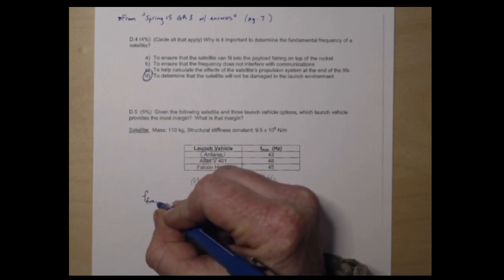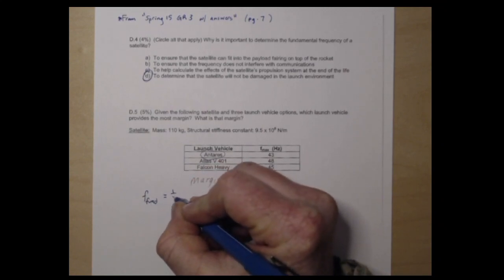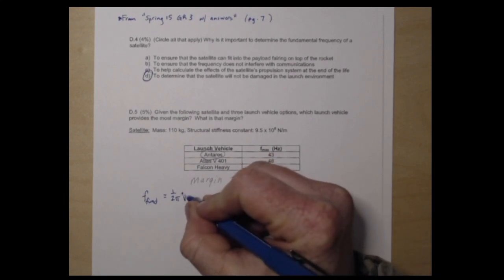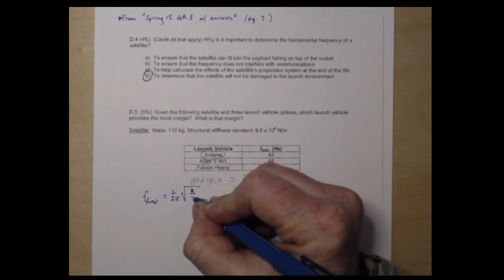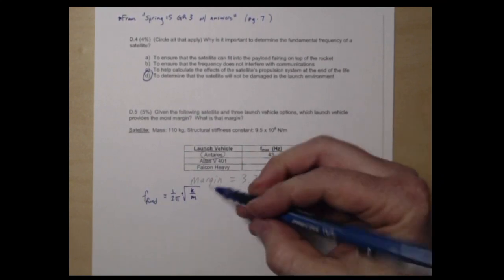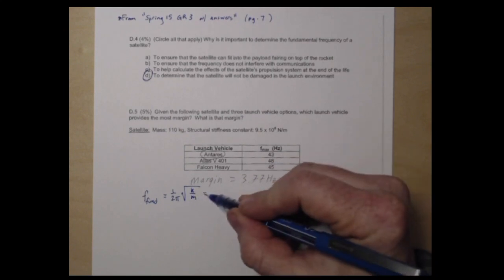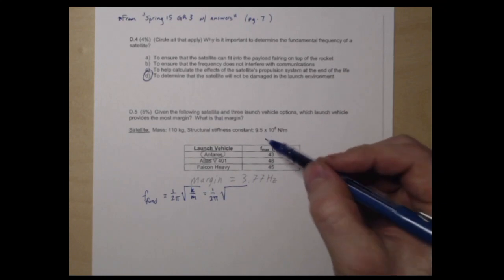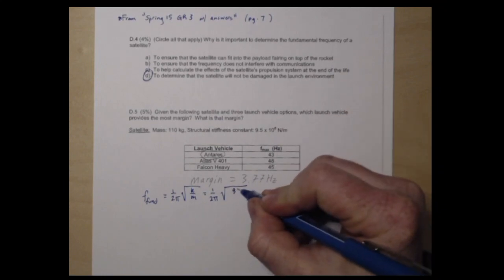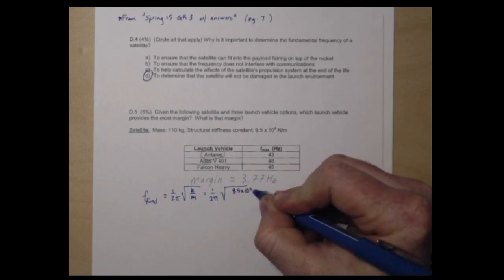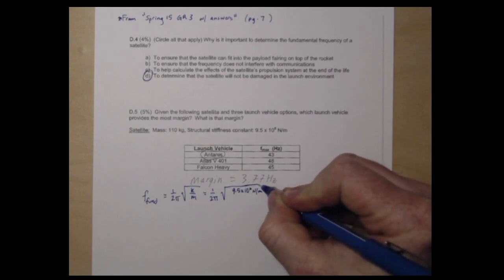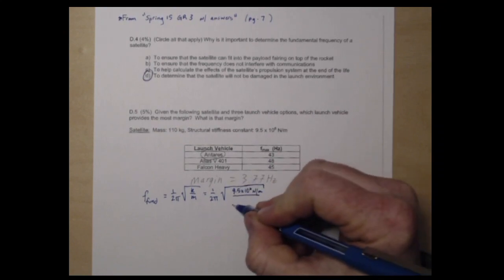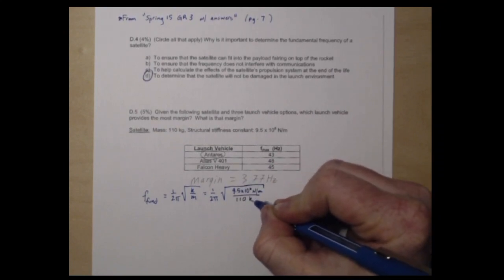The fundamental frequency is going to be equal to 1 over 2 pi times the square root of k over m, where k is our stiffness and m is our mass. So if we're going to plug in the values that we have here given, that would be 9.5 times 10 to the 6th newtons per meter divided by 110 kilograms. If you do the math there, we'll see.